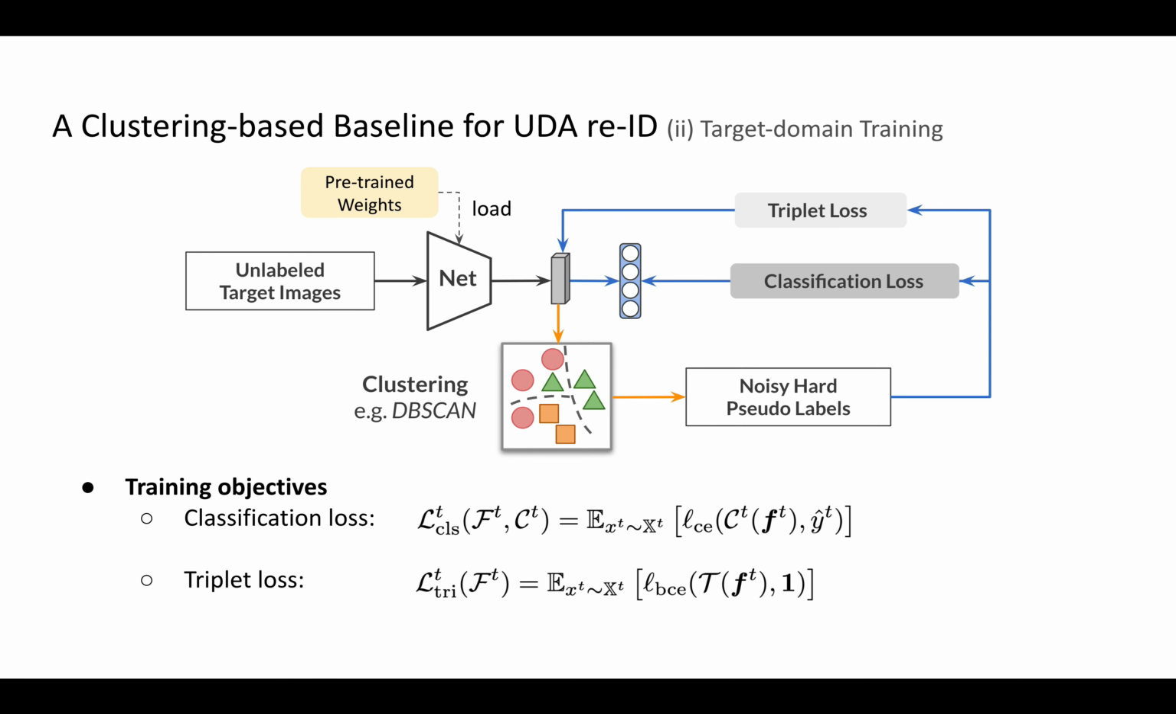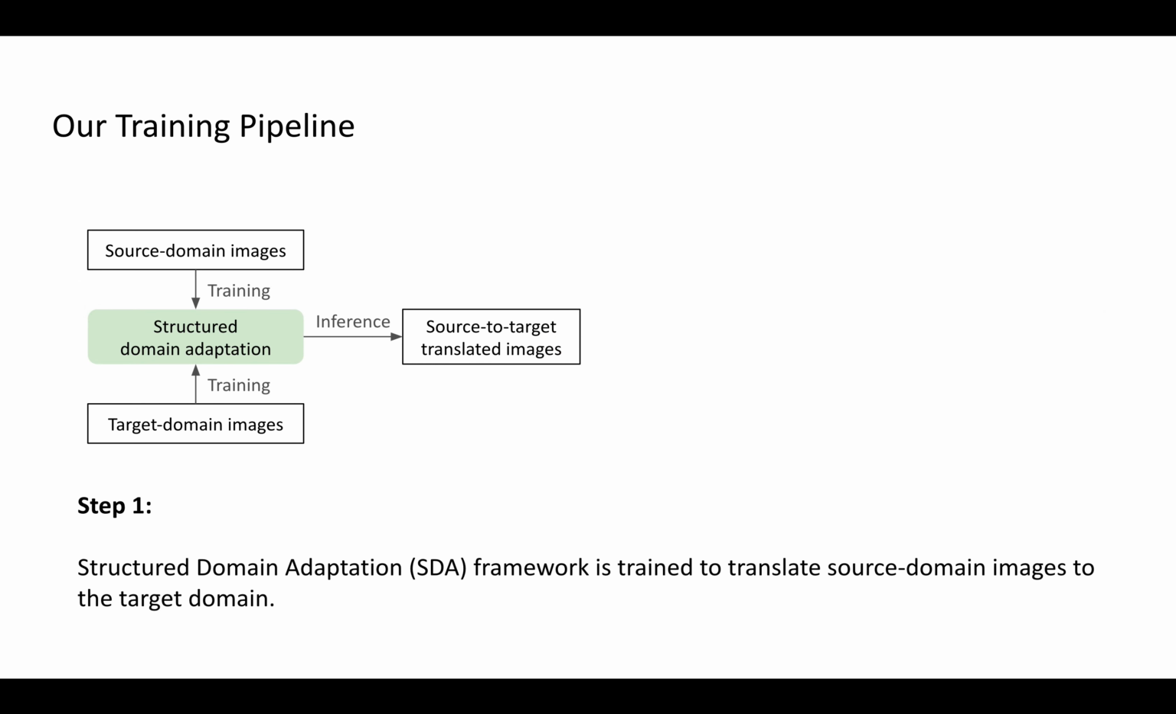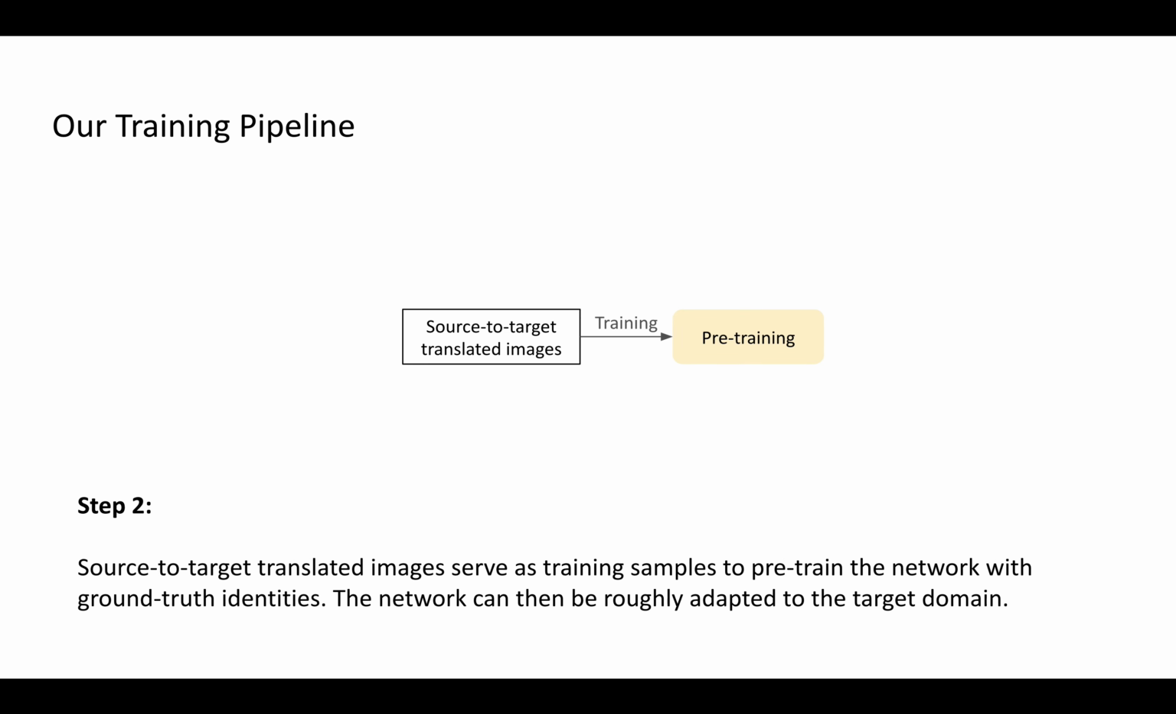To achieve optimal performance, we propose a three-stage training pipeline. In the first step, a structured domain adaptation framework is trained to translate source domain images to the target domain. In step 2, the source to target images translated by the structured domain adaptation framework serve as training samples to pre-train the network with ground truth identities. The network can then be roughly adapted to the target domain.